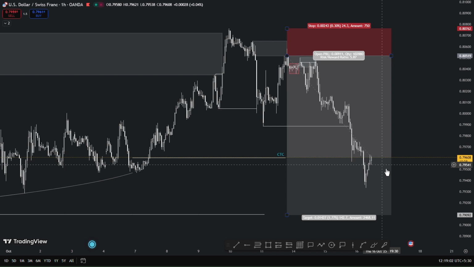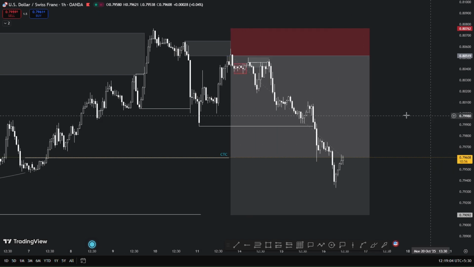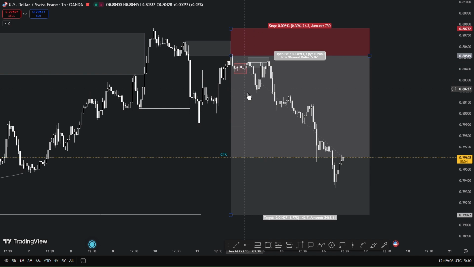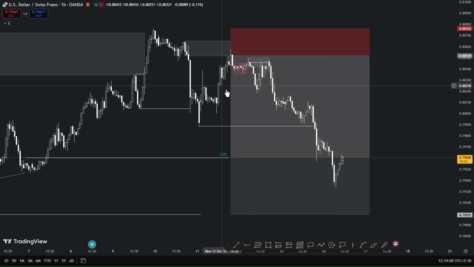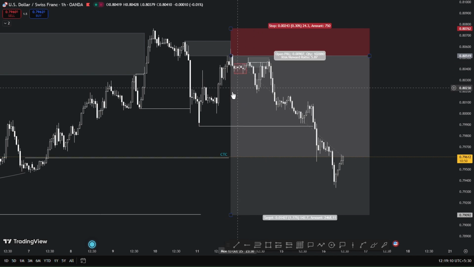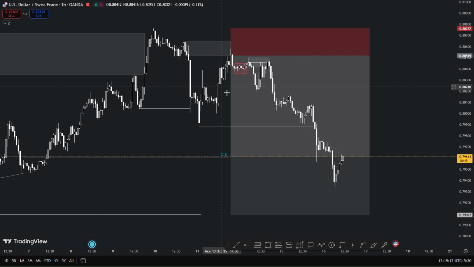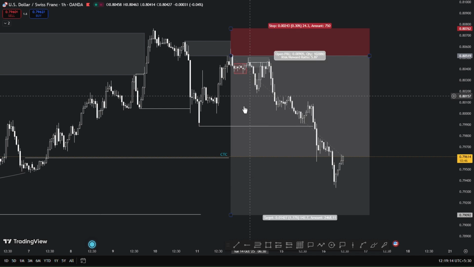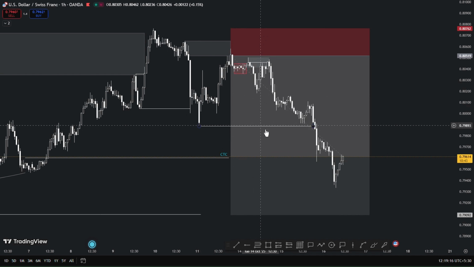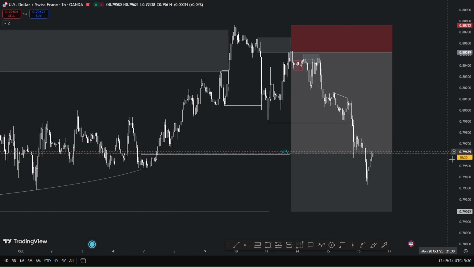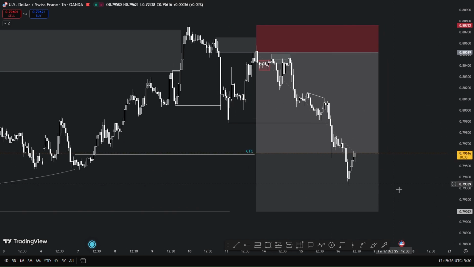You can say I didn't take my second entry from here because there was no clear break of structure, because we do not have any significant swing low to take. So I was waiting for this break of structure before we could have taken any long positions, but as you can see, the momentum was quite heavy.